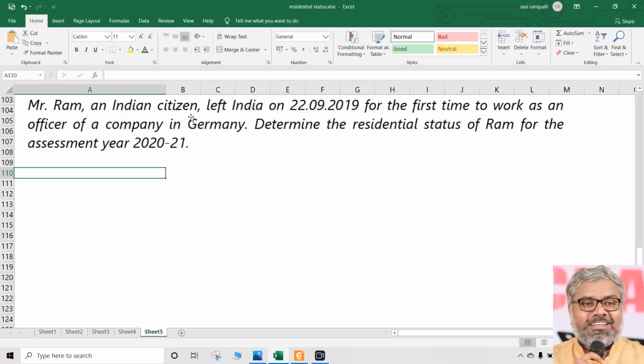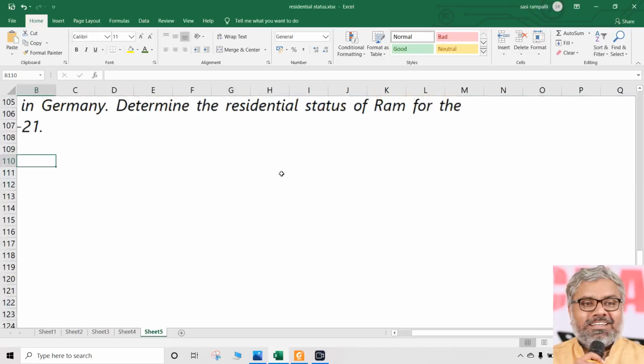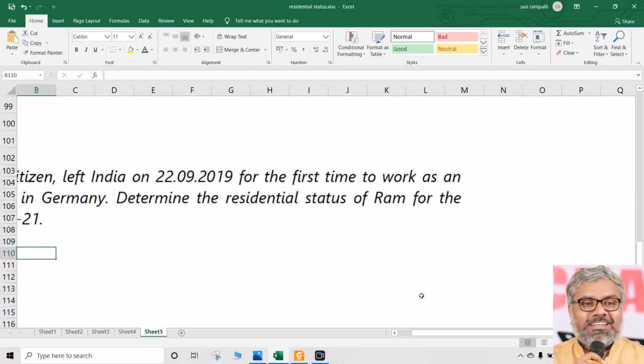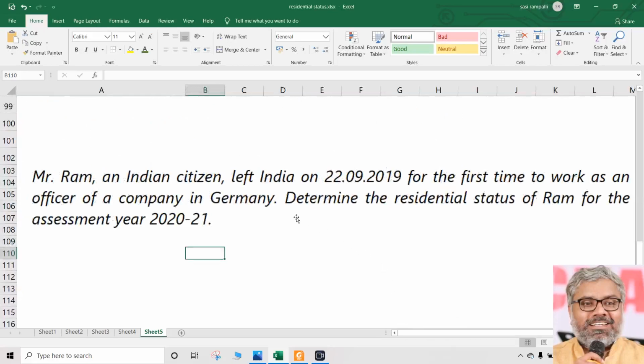Mr. Ram is an Indian citizen who left India on 22nd of September 2019 for the first time to work as an officer of a company in Germany. Determine the residential status of Ram for the assessment year 2020-21. Assessment year 2020-21 is the question. So that's what is asked here.